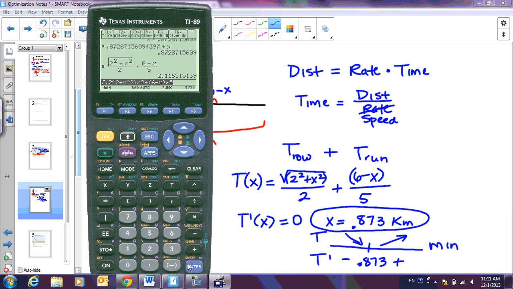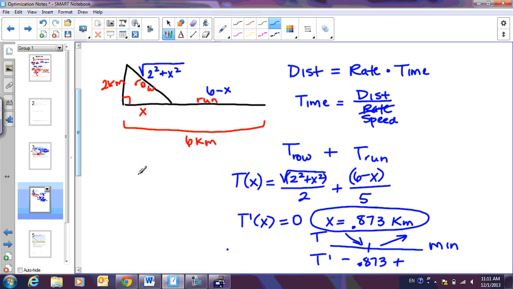And what are my units here? If my speed was in kilometers per hour, my time has to be in hours. And so that's going to be my minimum time, 2.117 hours.